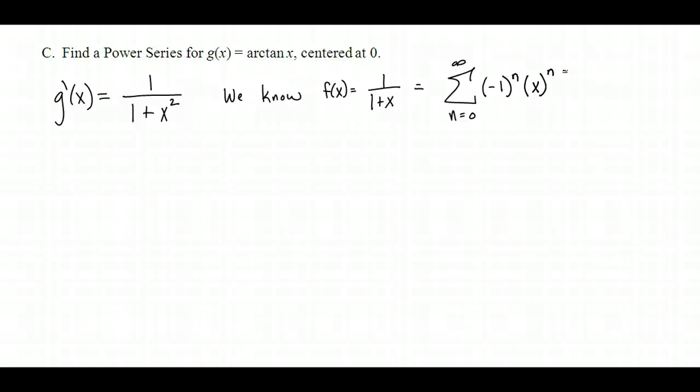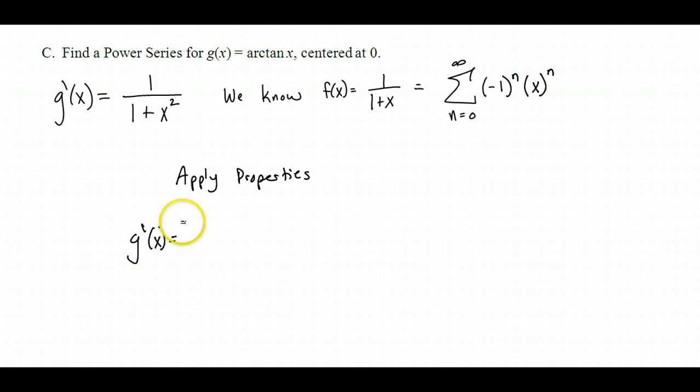Now, if we apply our properties and say, well, instead of having just an x, I want my x to be x squared. So apply properties here. We can just say, well, I want x squared because that's just going to square this, which takes us back to what we have here. So if we apply properties, g prime of x, I don't know if I want to call it g prime.